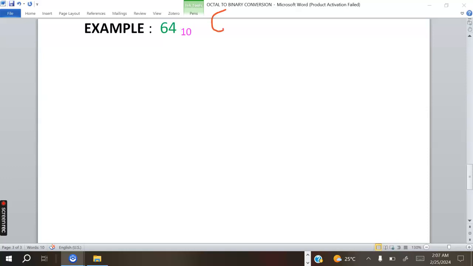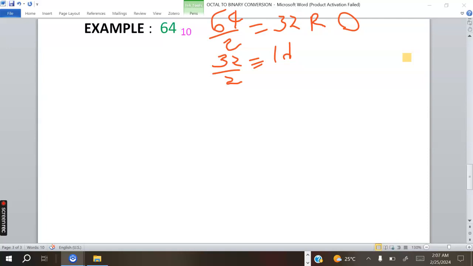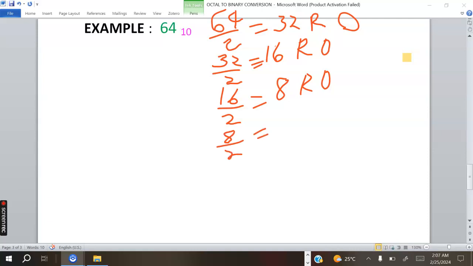So we have the number, which is 64, divided by 2, which is 32, remainder 0. Then 32 divided by 2, you get 16, remainder 0. Then 16 divided by 2, you get 8, remainder 0. Then 8 divided by 2, you get 4, remainder 0.